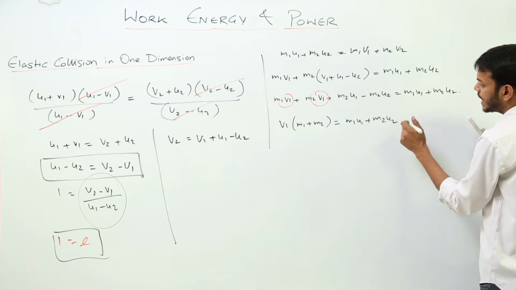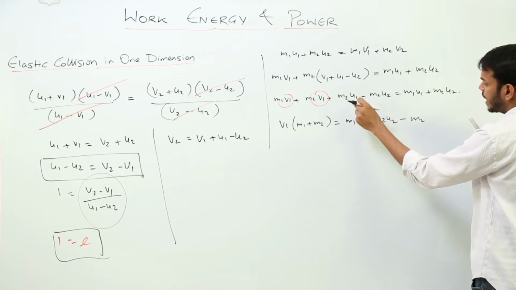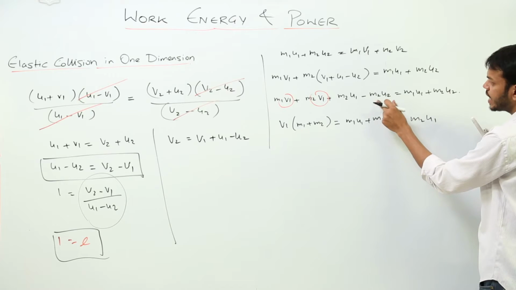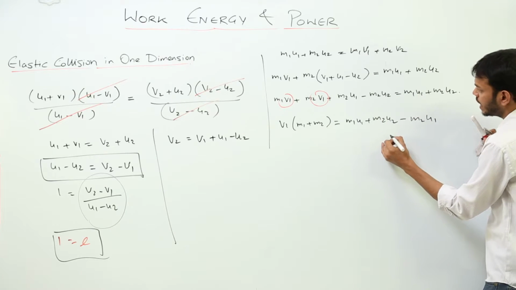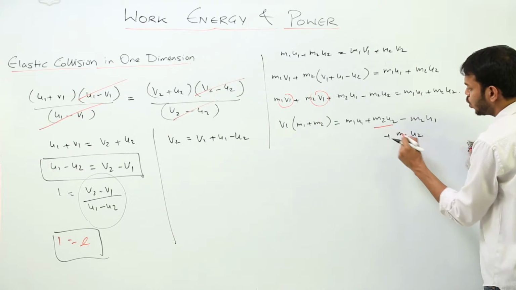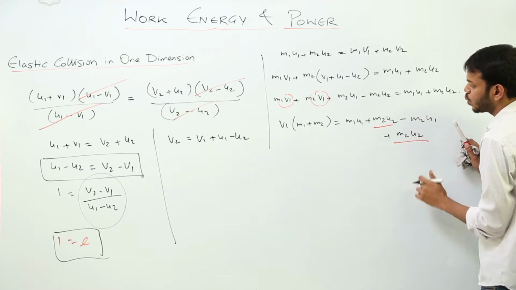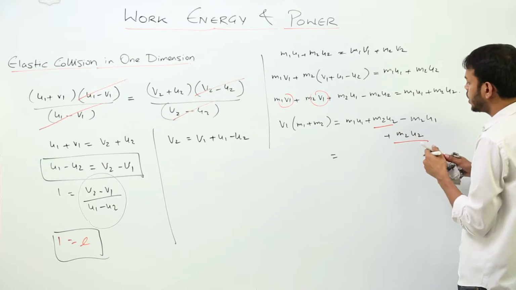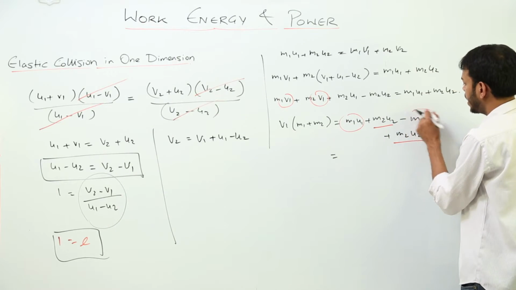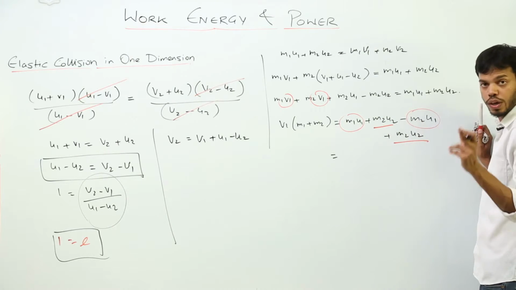This term goes here with minus: minus m2 u1, and this term is here with a positive sign: plus m2 u2. So you can see m2 u2 and m2 u2 are twice. That means this becomes twice m2 u2. And what about these two terms, m1 u1 and m2 u1? From these two terms I can definitely take out u1 common.